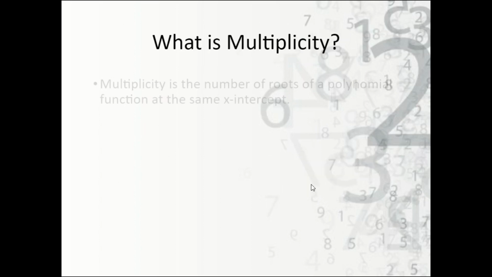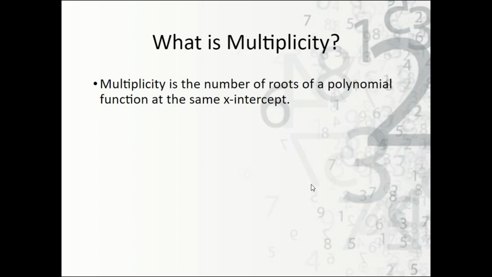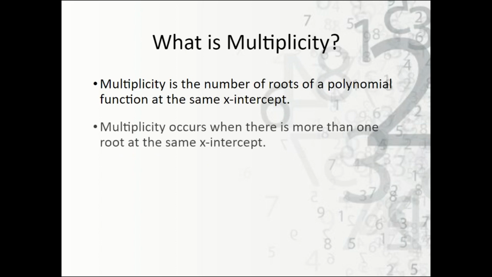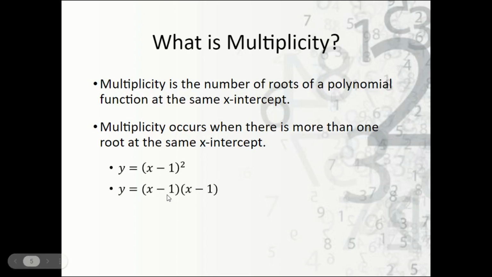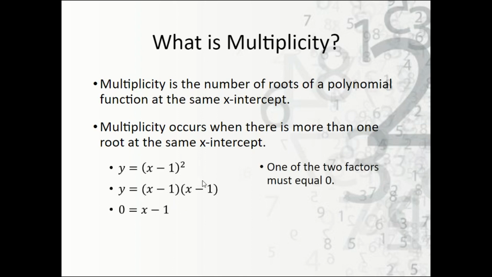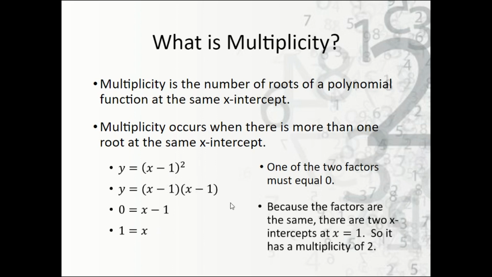Now what is multiplicity? Multiplicity is the number of roots a polynomial function has at the same x-intercept. So multiplicity occurs when there is more than one root at the same x-intercept. So an example of this would be (x minus 1) squared. Well, we should notice that (x minus 1) squared is the same thing as (x minus 1) times (x minus 1). So we can solve this because we just need to set it equal to 0. So both of them would have to be 0 because they're the same. So we'd add 1 to both sides and we get x equals 1. So that would be our root, x equals 1, but it's occurring twice because we still have both of these here. So we would say that my x-intercept is at x equals 1 and has a multiplicity of 2.